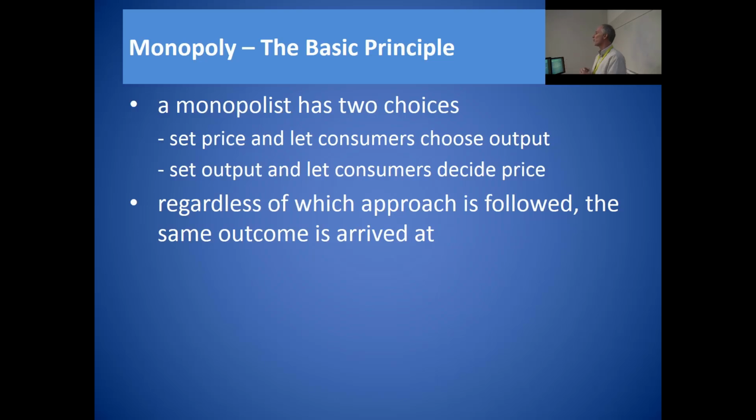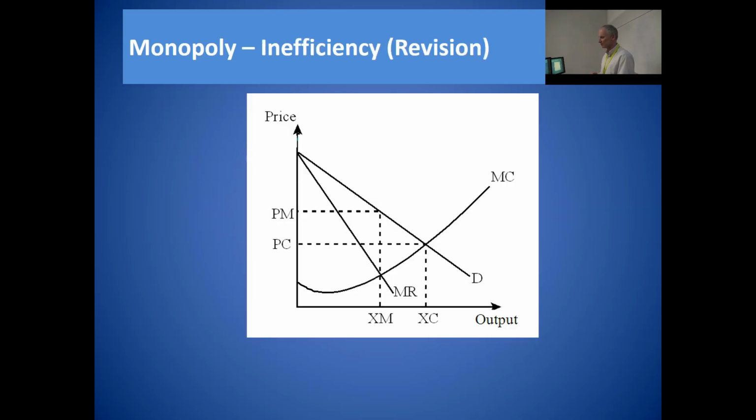Makes no difference whatsoever. Just analytically, we'll just adopt this approach here. Let the monopolist choose the output, and then once it's chosen its level of output, the market then determines the price it's willing to pay for that particular level of output.